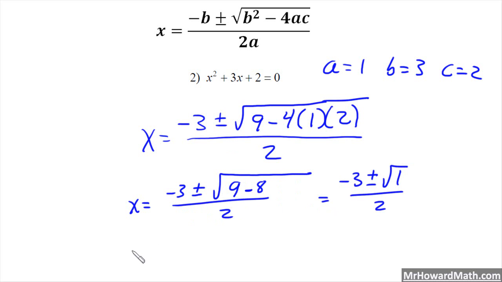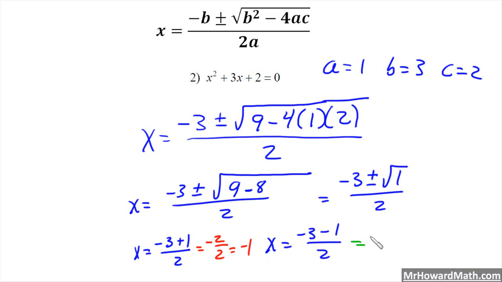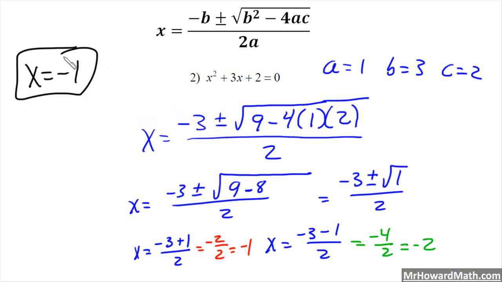Square root of 1 is 1, so x equals negative 3 plus 1 over 2, and x equals negative 3 minus 1 all over 2 will be our two solutions here. Negative 3 plus 1 is negative 2 over 2, or negative 1. Negative 3 subtract 1, negative 4 all over 2, negative 2. So up here, two solutions are x equals negative 1 and x equals negative 2. So this parabola crosses the x-axis at an x value of negative 1 and negative 2.